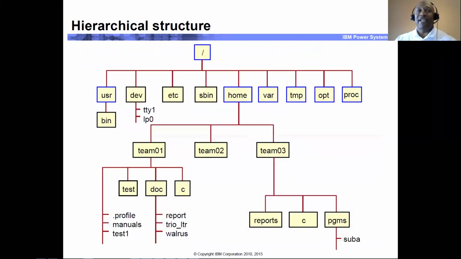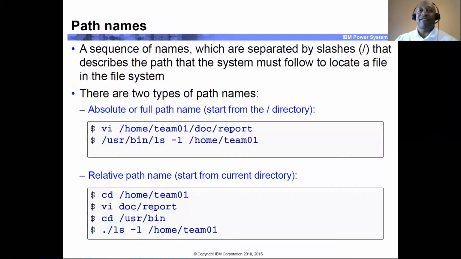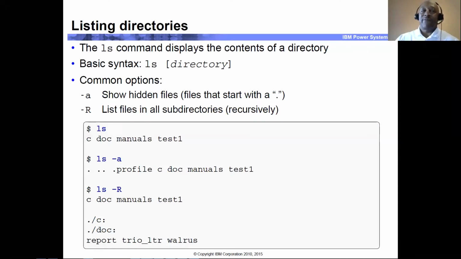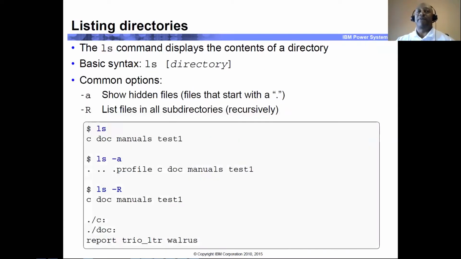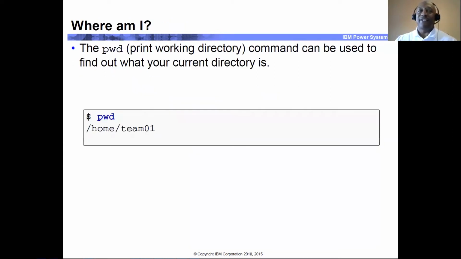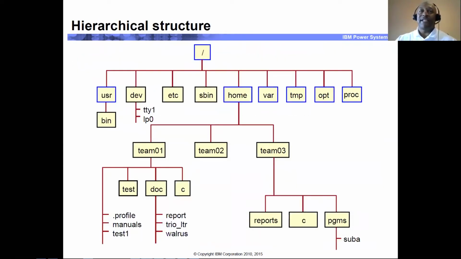And then we see here ./doc. doc is a directory which contains three files. Those three files are report, trio_letter, and also walrus. So it lists out, recursively, all files and subdirectories down to the end of the tree in the order of the directory structure. Under the doc directory, if we look back a few pages, it had the three files: report, trio_letter, and walrus. And that's what we're seeing here with this output. Remember, the C directory contains no files. It's empty. The test is empty.